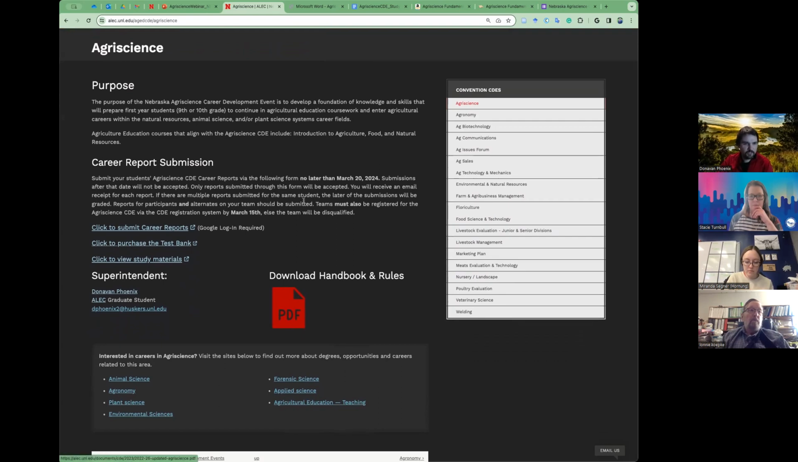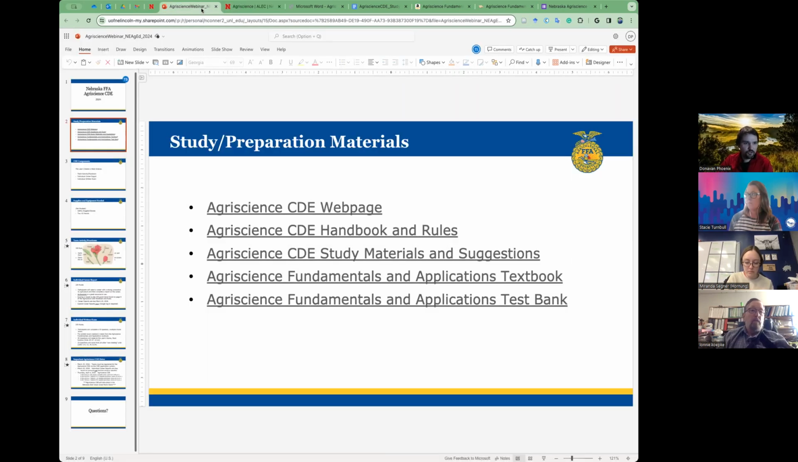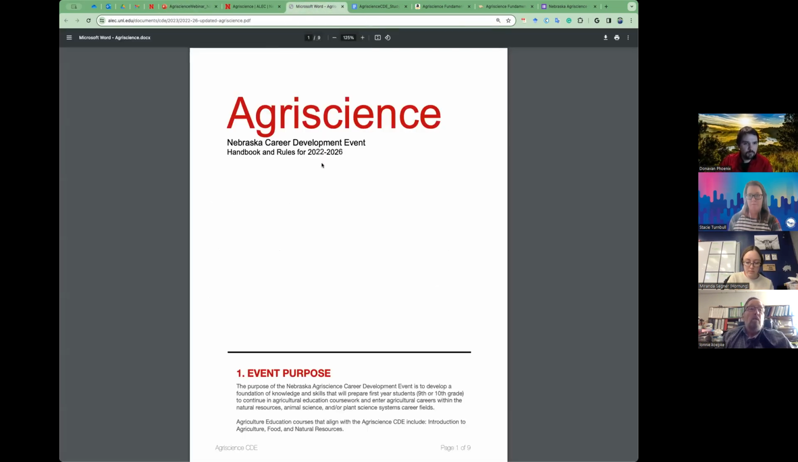And then the handbook is here as well. I also have the handbook linked into the slide deck, so when you view that later, you can take a look at that. The handbook is really the stop-all for any other questions that you have that I don't answer tonight, or if you have other questions later, please feel free to check this out. The handbook does a great job of explaining everything specifically, and pretty much any question that you have, the Agriscience handbook can answer.